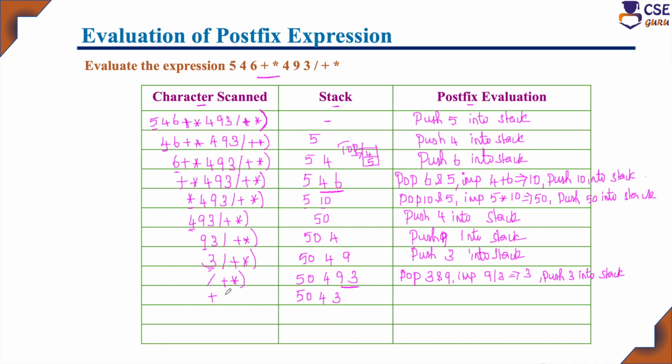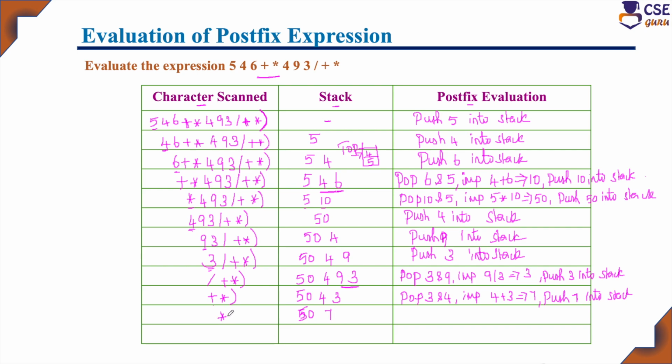Next is addition, multiplication, close bracket. Next is the operator addition. So pop top 2 elements. So top 2 elements are 3 and 4. Then implement the addition operation. Okay, so if you are implementing, you will get 7. And the result you have to push back into the stack again. The result is 7. Okay. So the stack content will be 50 and 7 will be there.